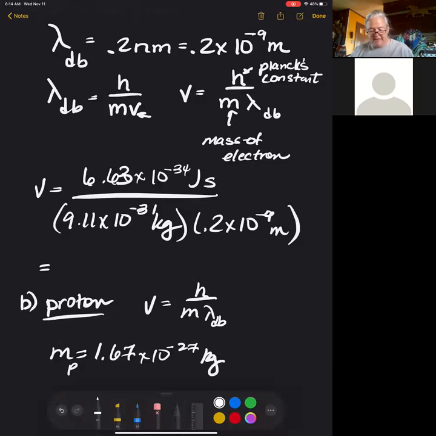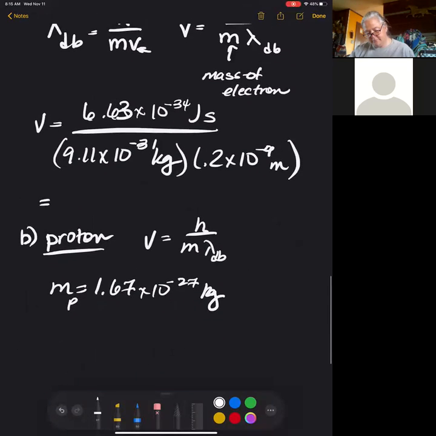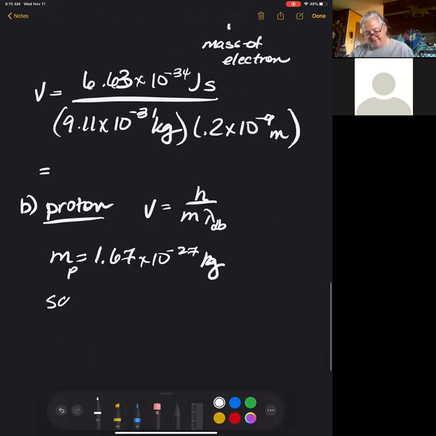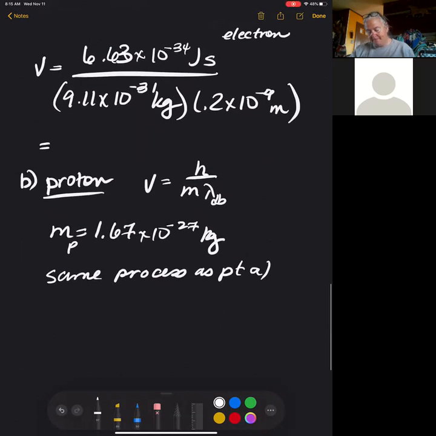Okay. So the setup is exactly the same. It's just instead of having an electron, now we have a proton. So it's the same process as part A. So again, math is not super hard here. You've just got to know what the vocabulary is so you can put things in the right place.